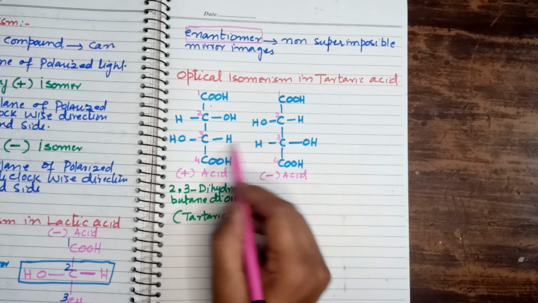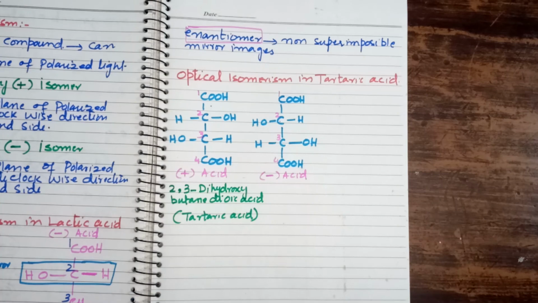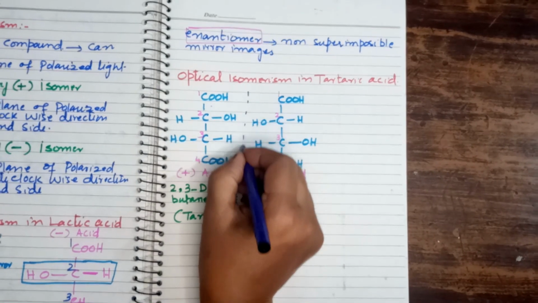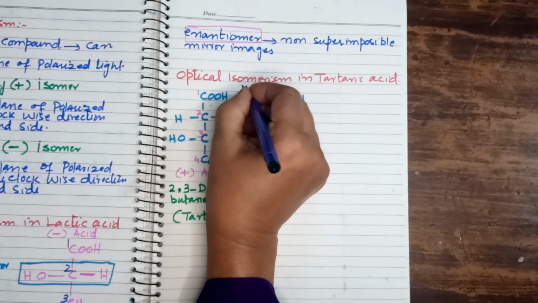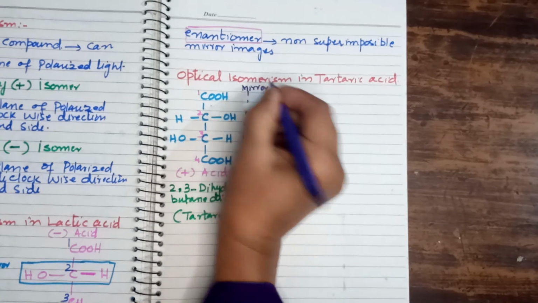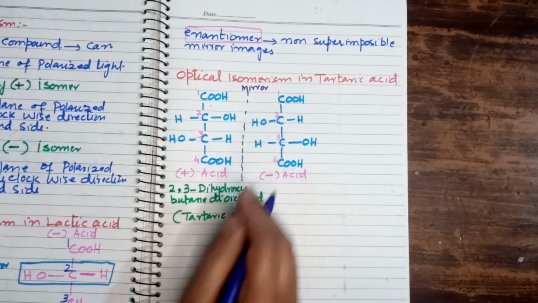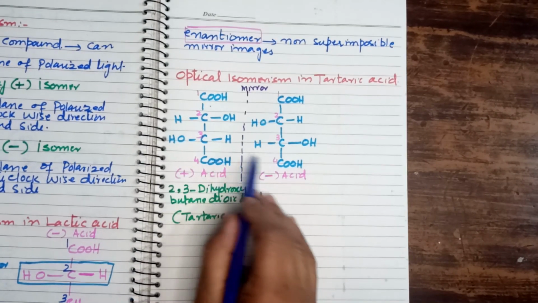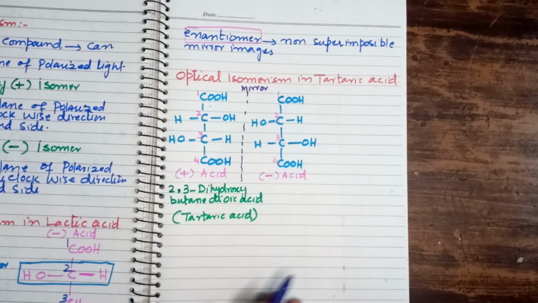Both these forms are mirror images of each other. Like here, if we place a mirror here, both these forms are mirror images of each other. Since these are mirror images of each other, we can say they are enantiomers, right students. Now we have another form of tartaric acid.